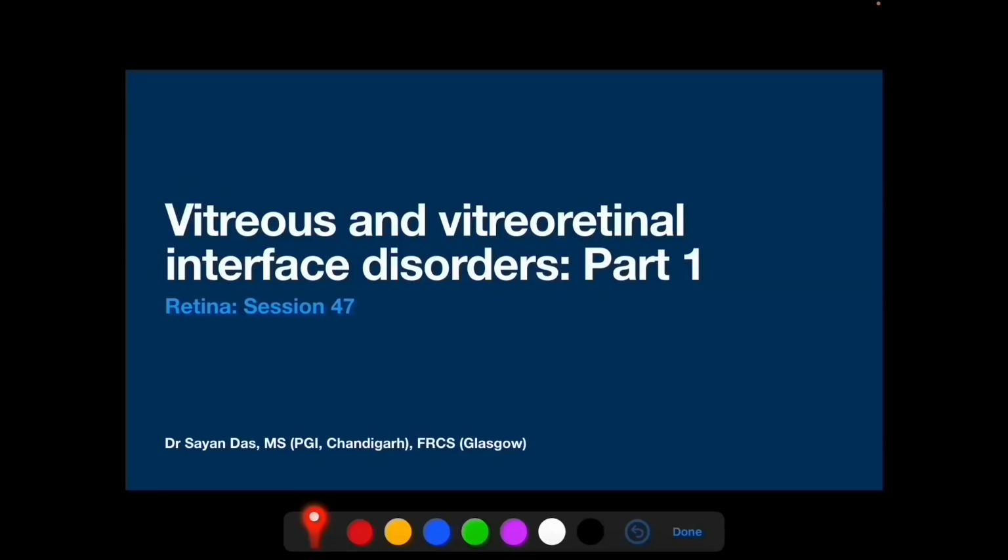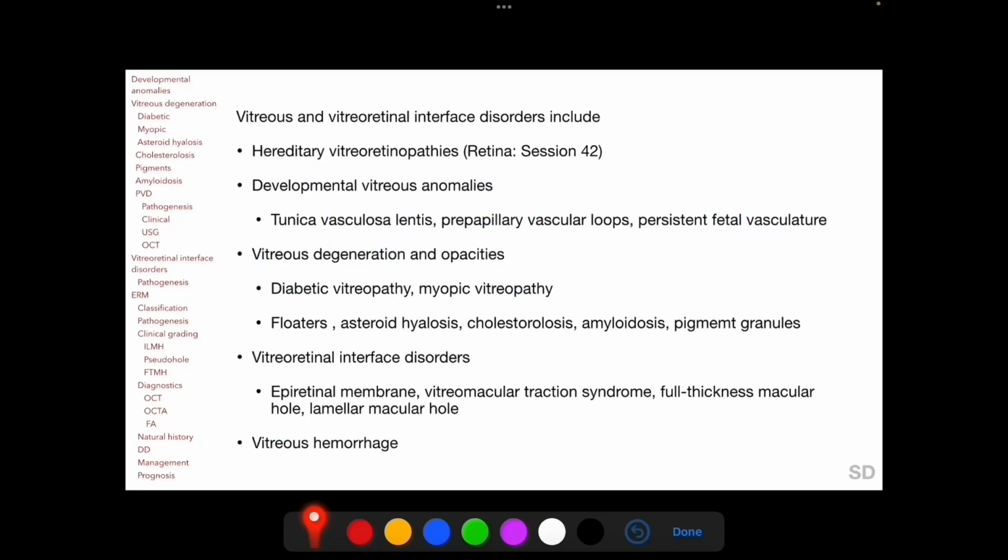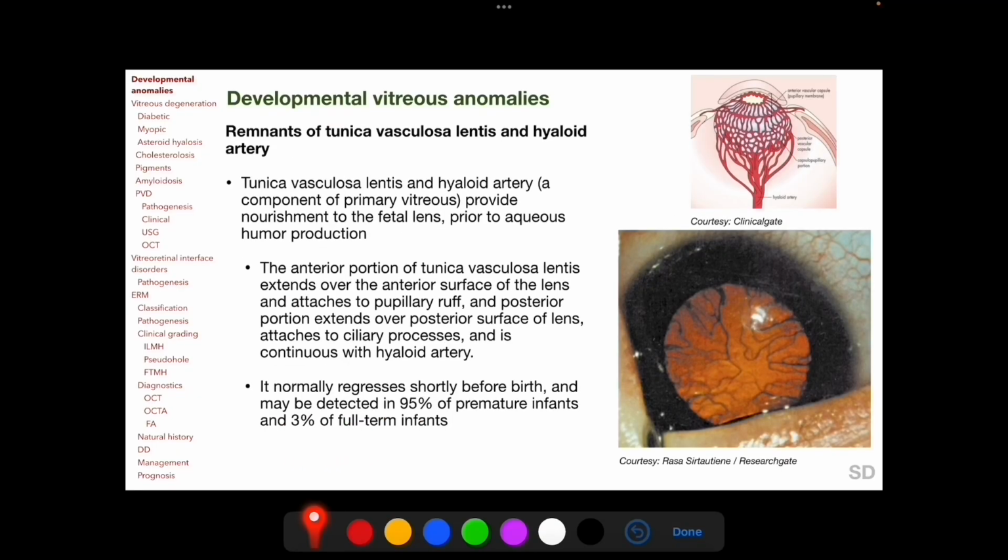Welcome. In this session and the next we'll be discussing vitreous and vitreoretinal interface disorders. These include hereditary vitreoretinopathies, which we have discussed in an earlier session, developmental vitreous anomalies, vitreous degenerations and opacities, vitreoretinal interface disorders, and vitreous hemorrhage. We'll be discussing vitreomacular traction syndrome and full thickness macular hole in the next session and vitreous hemorrhage in a subsequent session. Developmental vitreous anomalies include remnants of tunica vasculosa lentis and hyaloid artery.